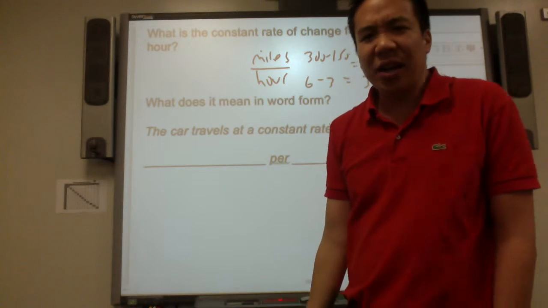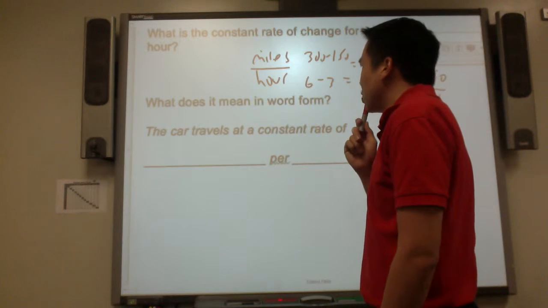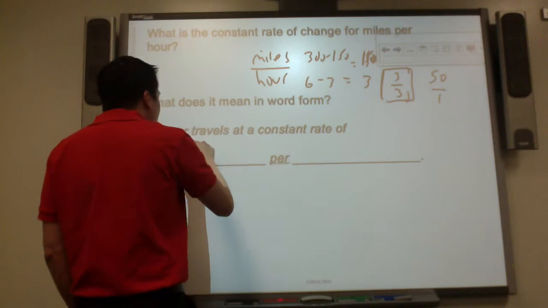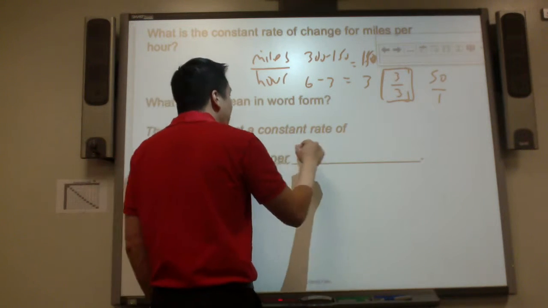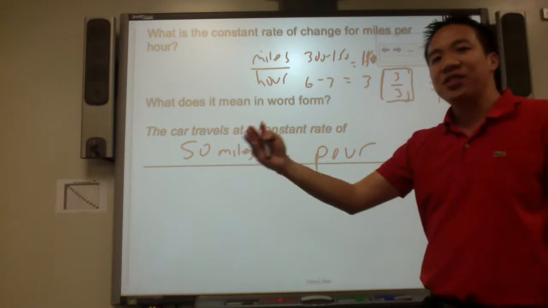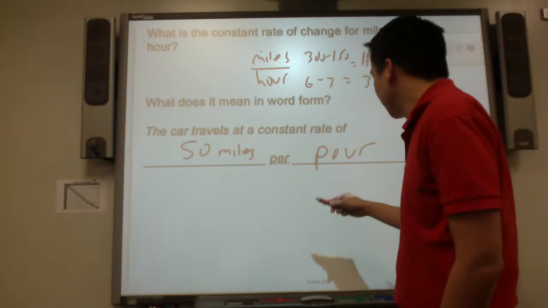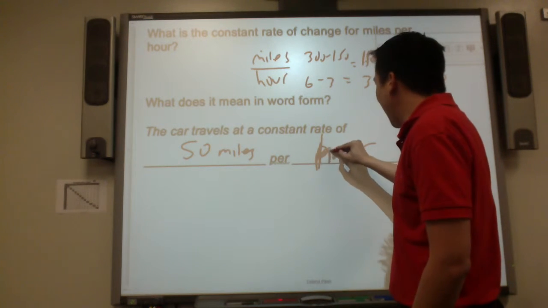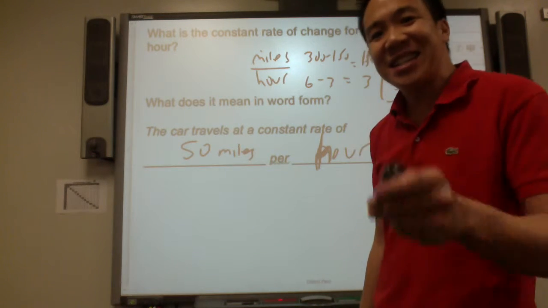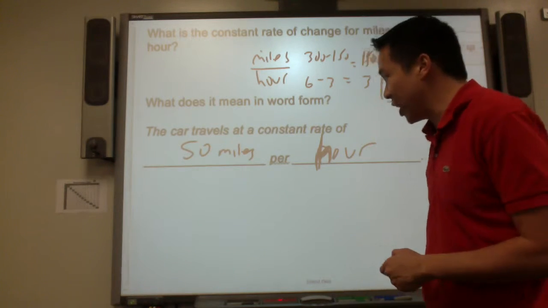What does that rate mean? 50 is the miles, 1 is the hour. So what does that mean in word form? The car travels at a constant rate of 50 miles per hour. That means for every hour, it drives 50 miles, no matter how many hours it's driving. It's a fixed amount. That's why it's a constant rate of change.